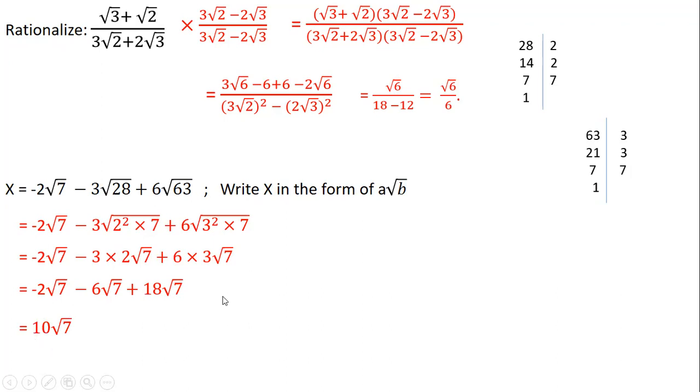Compare your answers with what you have to write. It should be written as A radical B. So A is 10 and B is 7. Any question? Guys? No. No, I'm good.